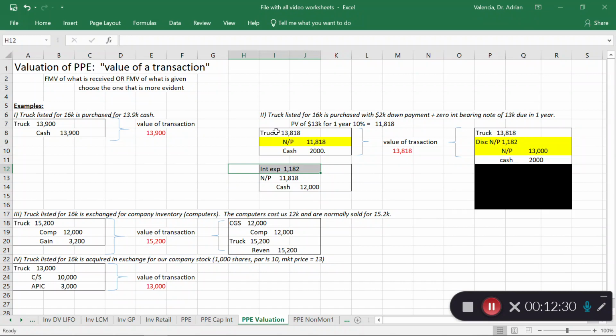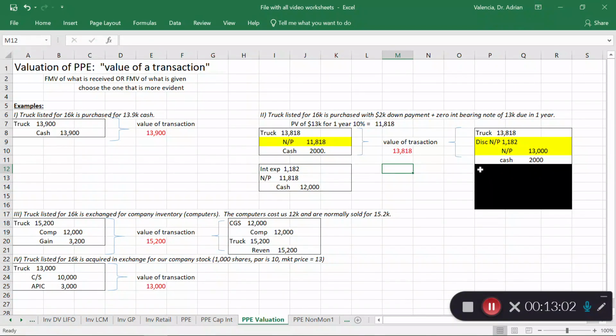It's really important that you understand this concept here, because if you do not separate what amount belongs to the basis of the truck versus what is a financing expense, then technically you would be overstating your asset. In other words, this 1,182 should not be part of the truck. And if somebody does this incorrectly, they could have put note payable 13,000, cash 2,000, and then truck 15,000. Now, there's a financing component that needs to be separated, and that's what we're doing right here.